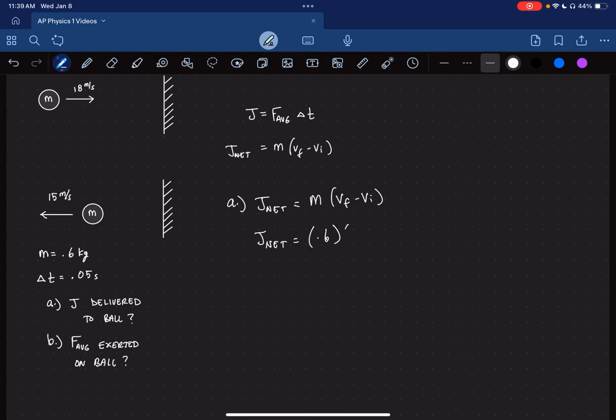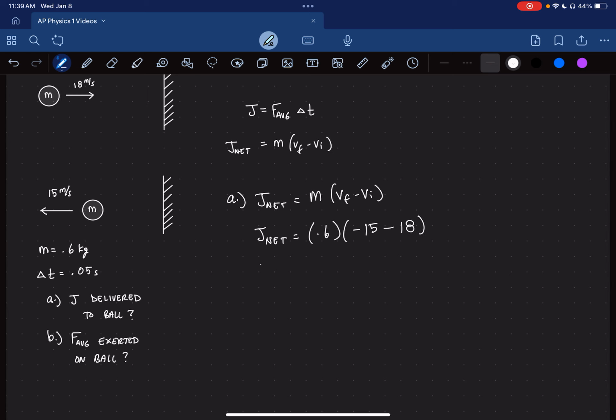And so we'll put 0.6. The final velocity is negative 15. Minus the initial velocity, which is 18. So it's 0.6 times negative 33. You should see for yourself that this is negative 19.8.